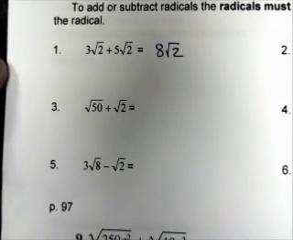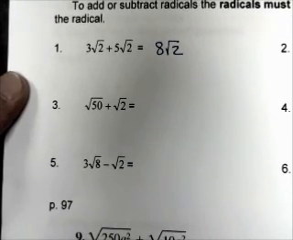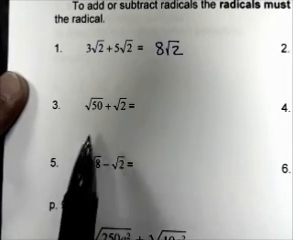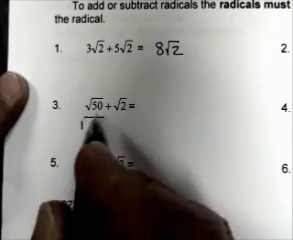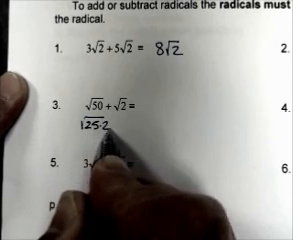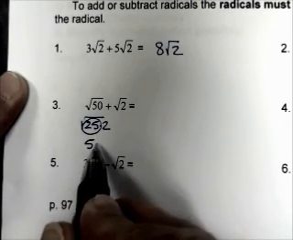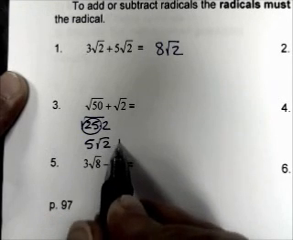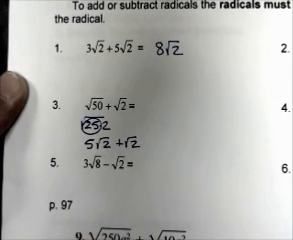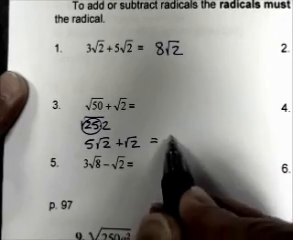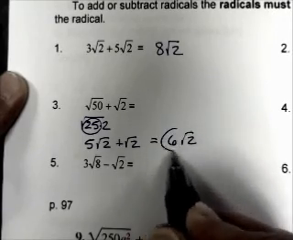Number 3, square root of 50 plus the square root of 2. These are not like radicals, so we must simplify the square root of 50 first. 50 is 25 times 2, and the square root of 25 is 5. So we have 5 square root of 2 plus the square root of 2, which will equal 6 square root of 2.